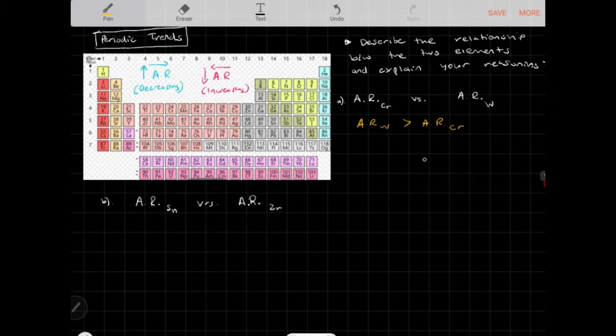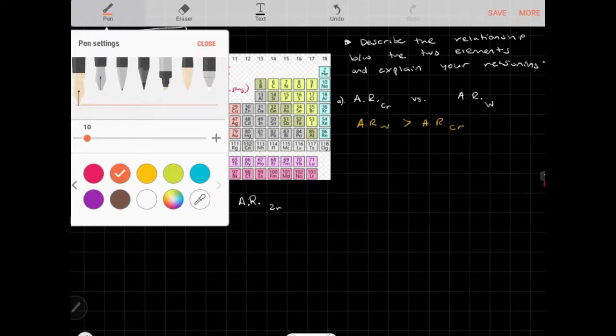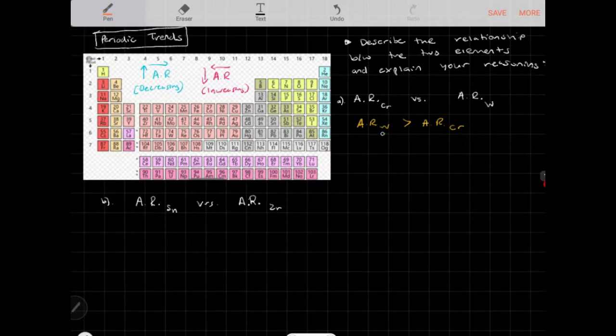Now, this isn't enough just to write this, right, even though it's really straightforward. What you want to do is give an explanation. Okay, so why is the atomic radius of tungsten greater than chromium? Well, we know that tungsten is found in the 6th energy level, chromium is found in the 4th energy level, so we can use the explanation that the shell number increases, and you can use variables to explain this.